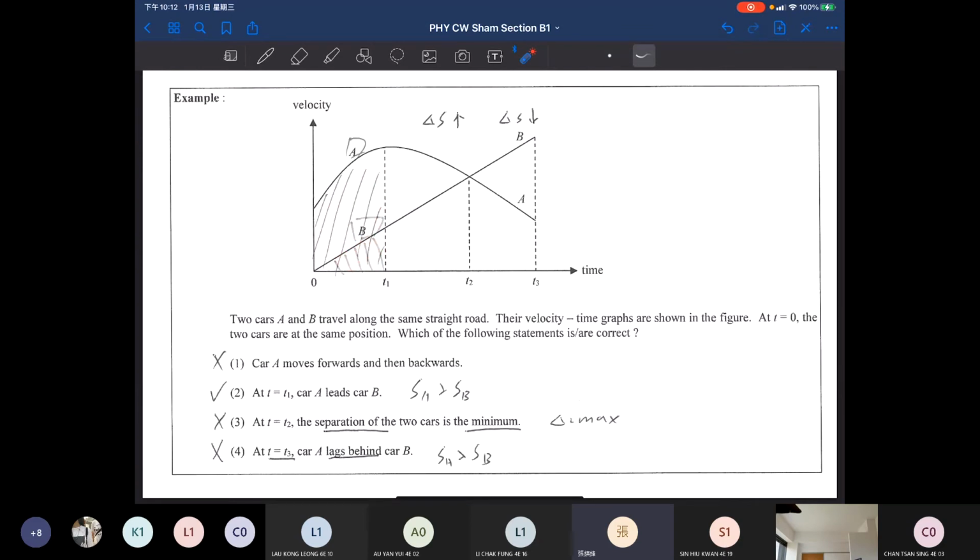At t equals t2, the separation of the cars is the minimum. Okay, so you can see they only have the same magnitude of velocity. However, you can see for A, there is still a lot of displacement larger than B. For option 4, at t equals t3, A lags behind car B. No, because the area of A is still larger than B.